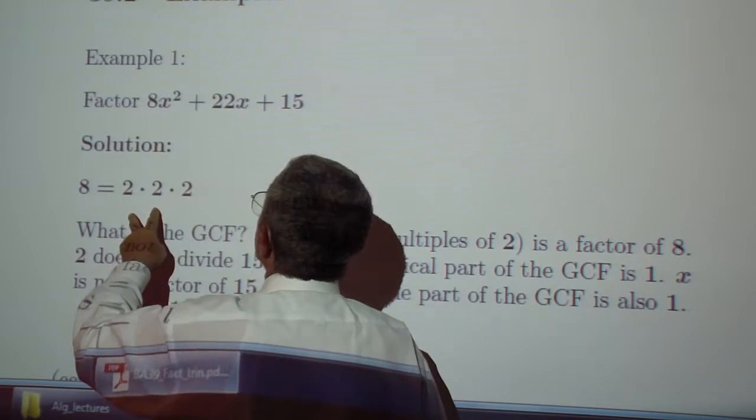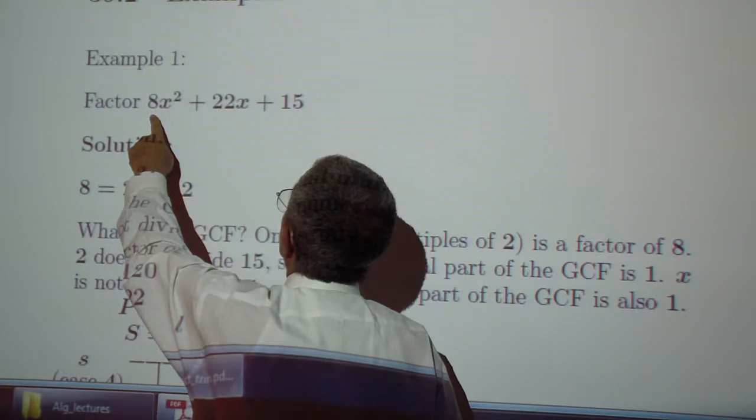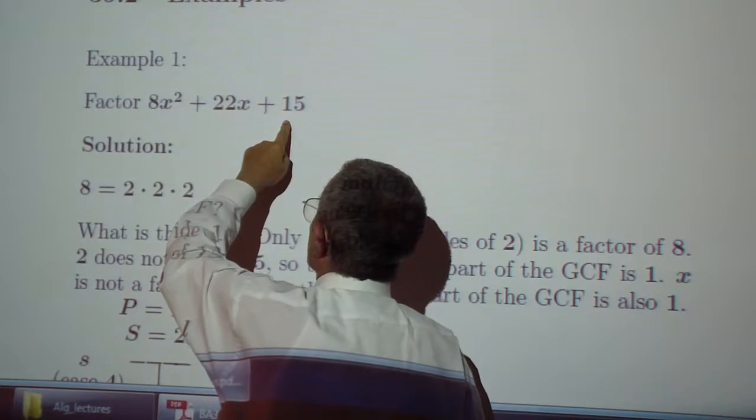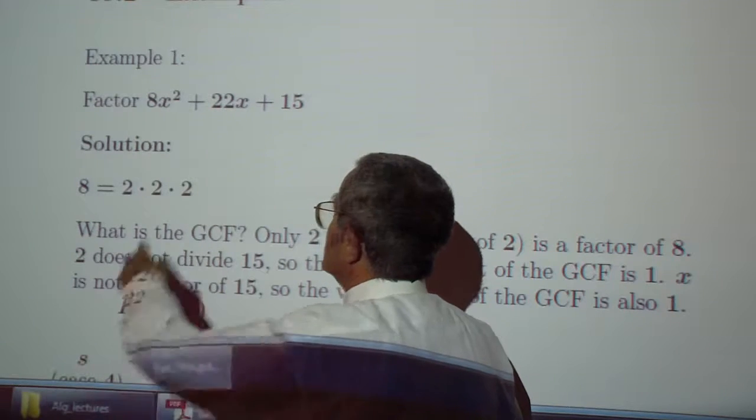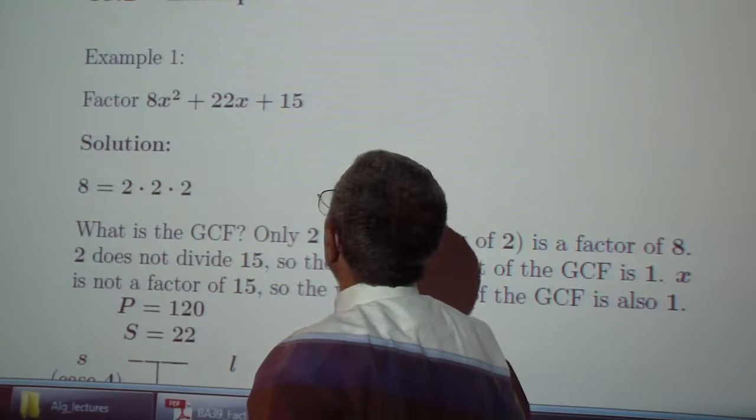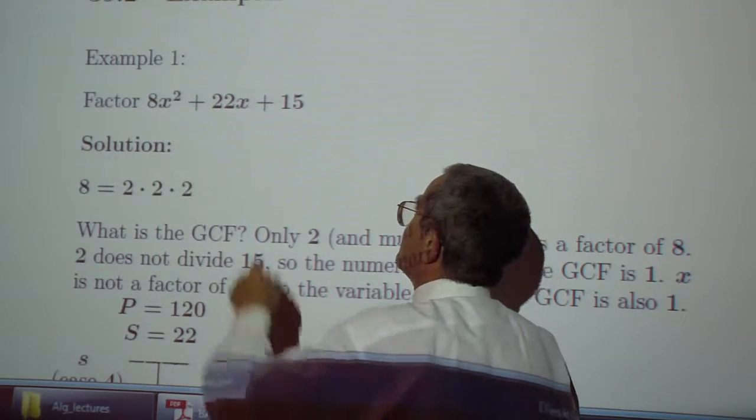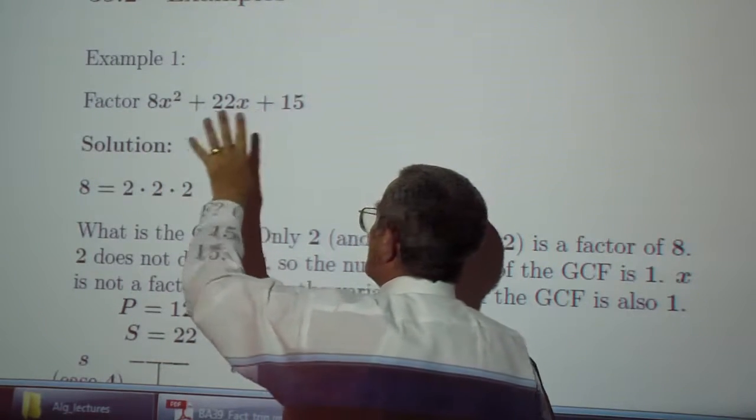8 is 2 times 2 times 2, so you're only worried about 2's. 2 goes in here, 2 does not go in here. 2 is not the greatest common factor. Neither is 4, neither can be 8. So the greatest common factor is 1. There's no x here, so 1.